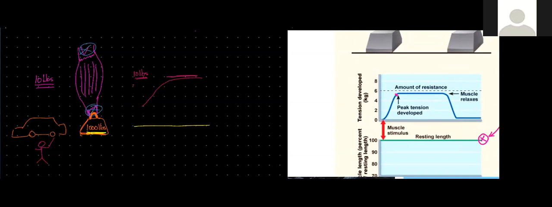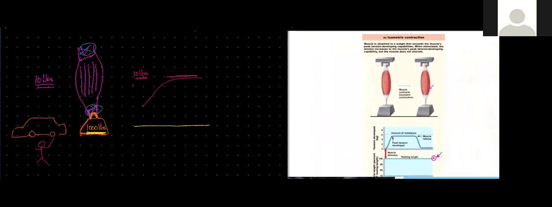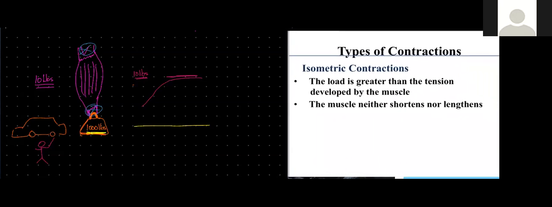So this results in maintaining the length of the muscle the same. There will be no change in the length of the muscle if you didn't move the load. So here, this type of contraction, we call it an isometric. Iso again means constant, and meter is length. So I have a constant length of my muscle.